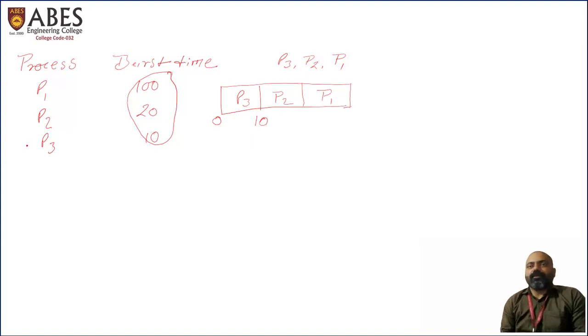P3 is finished now. Again P2: what is the burst time of P2? This is 20, so here the total time will be 30. Now P2 has been executed, and it is the turn of P1. The burst time of P1 is 100, so it will be 130. Now P1 has also been executed. The questions asked are the same in every numerical. They demand the AWT. What is AWT? Average waiting time.